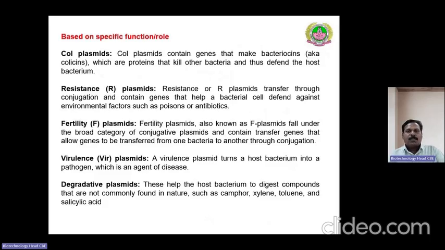The last classification here is the degradative plasmids, which help the host bacterium digest compounds that are not commonly found in nature. For example, some bacteria like Pseudomonas putida possess plasmids capable of degrading foreign compounds or xenobiotics like oil spills. So Pseudomonas putida can degrade oil spills or hydrocarbon compounds like camphor, xylene, toluene, and salicylic acid.